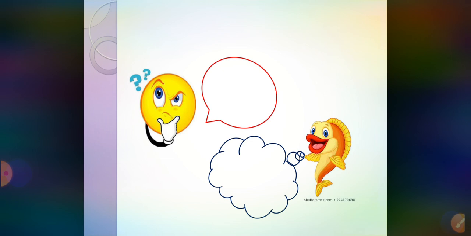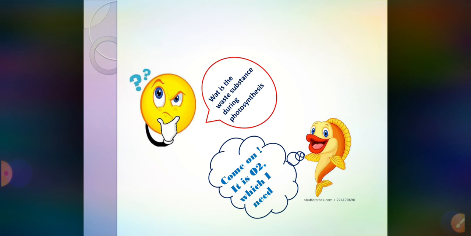Next. Again, two characters are coming here. Oh, a tiny fish has also come here. What are they saying? What is the conversation between them? So you see here what they are talking about. One is asking, what is the waste substance during photosynthesis? Hey, what is the waste substance during photosynthesis? The fish says, come on, it is oxygen, which I need very much.